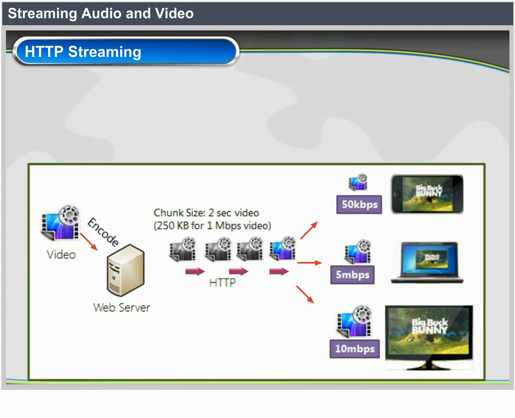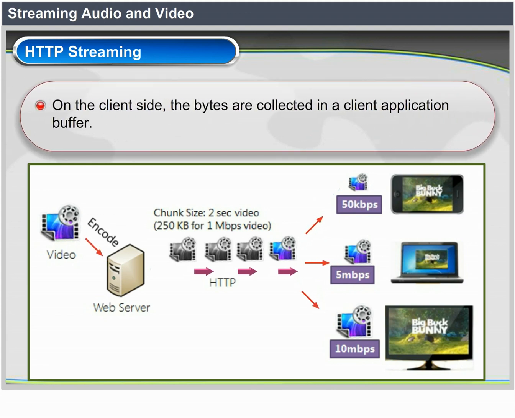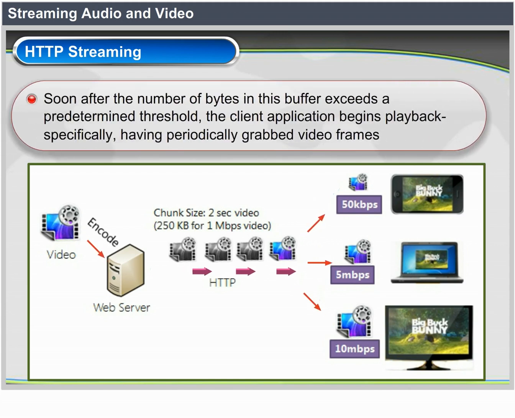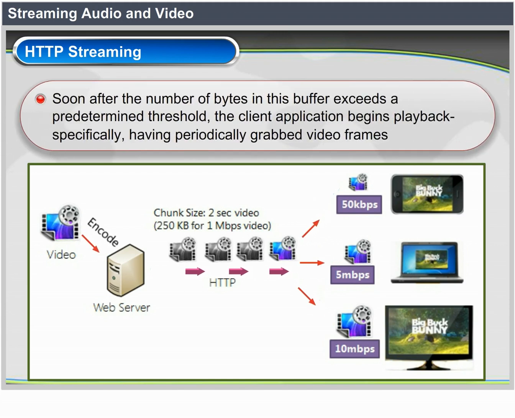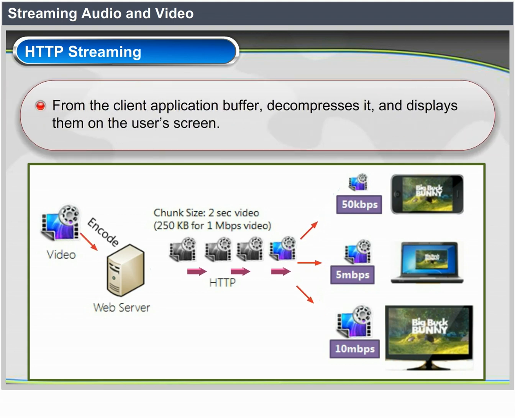On the client side, the bytes are collected in a client application buffer. Once the number of bytes in this buffer exceeds a predetermined threshold, the client application begins playback. Specifically, it periodically grabs video frames from the client application buffer, decompresses the frames, and displays them on the user screen.